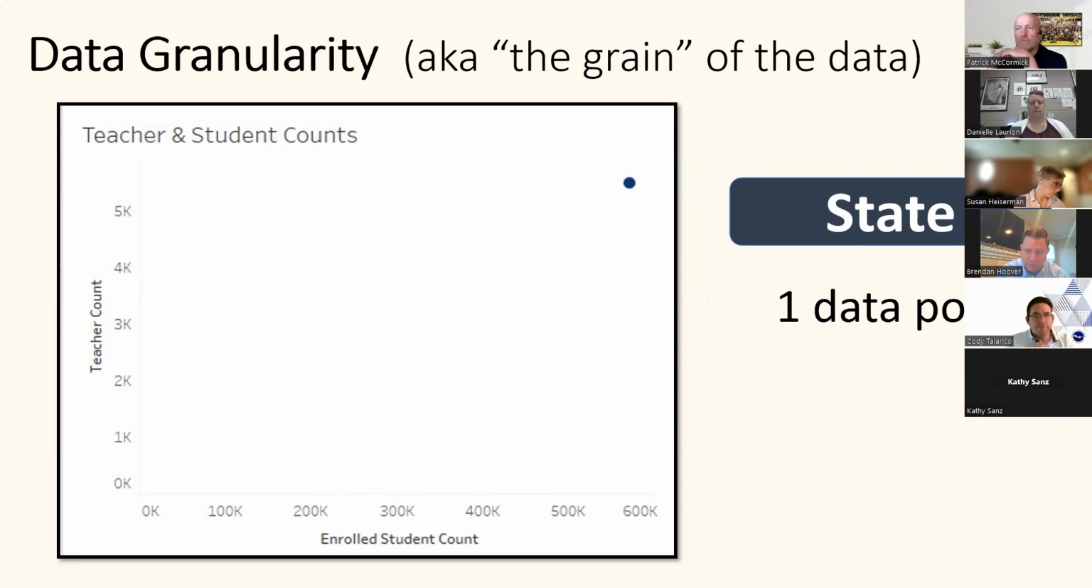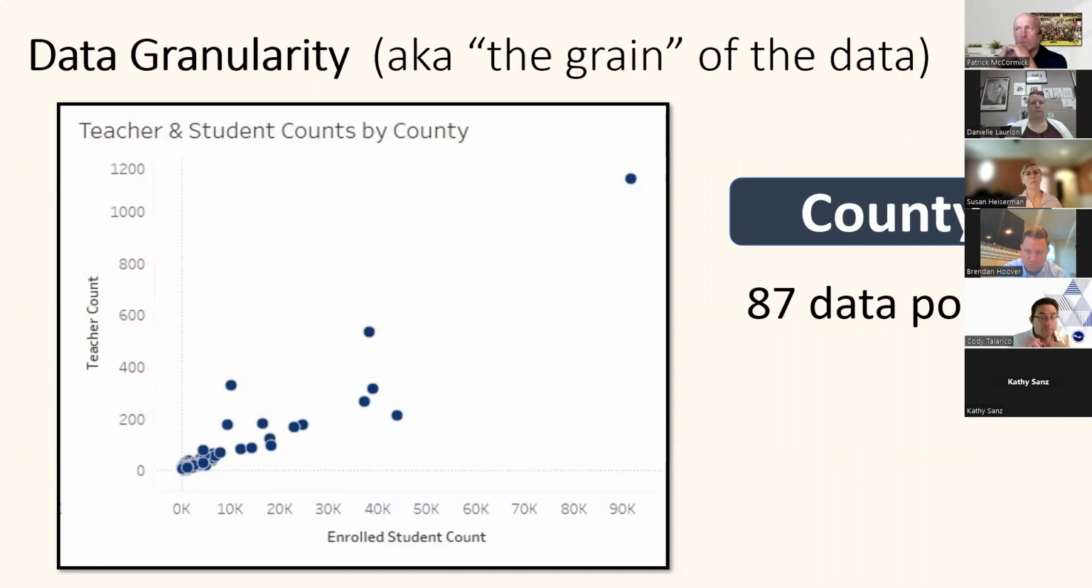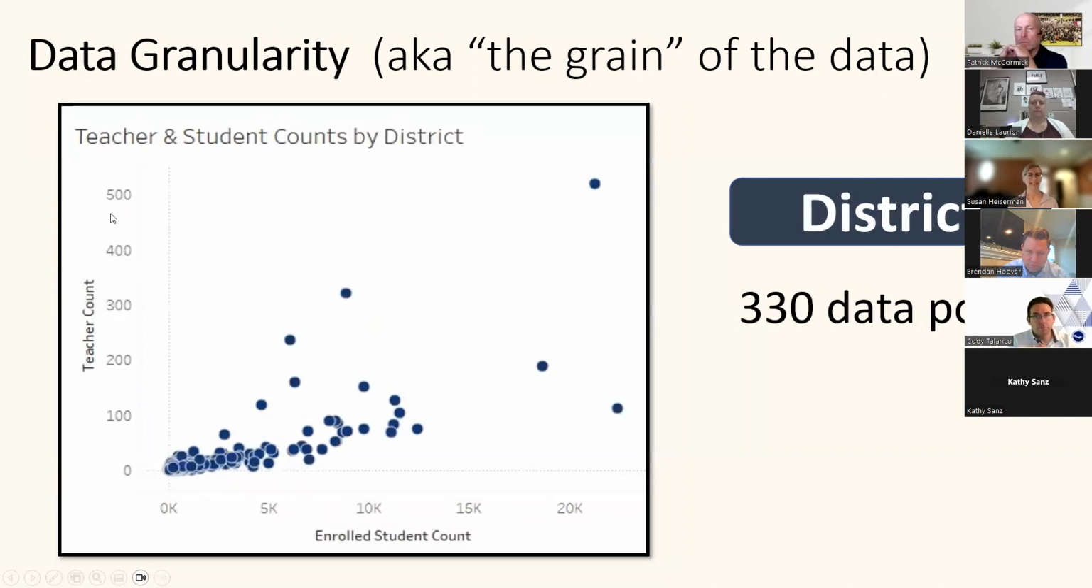But if we start getting more granular data, such as down to the county level, now we can start to see some patterns. We have a lot more data points to work with. And we see here a fairly strong positive trend. The more students we have, the more teachers we have, and vice versa, which makes perfect sense. Who's going to teach all these students? We need more teachers. We get more granular yet, down to district. We have even more data points. Now we have 330 of them.